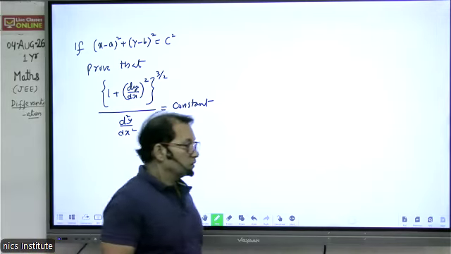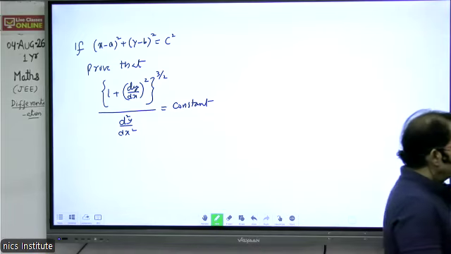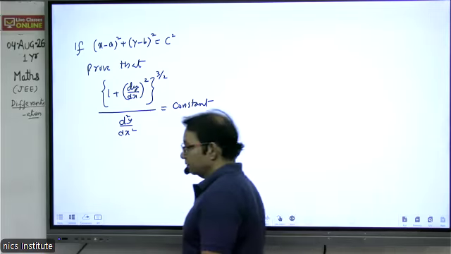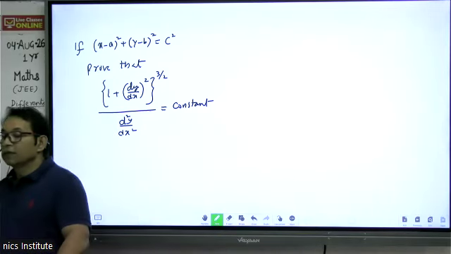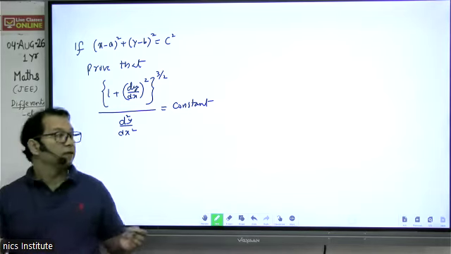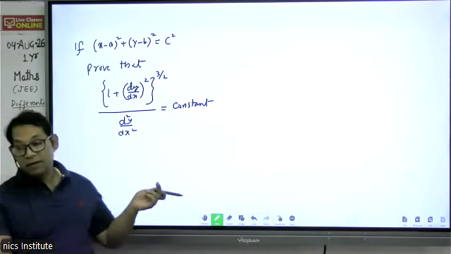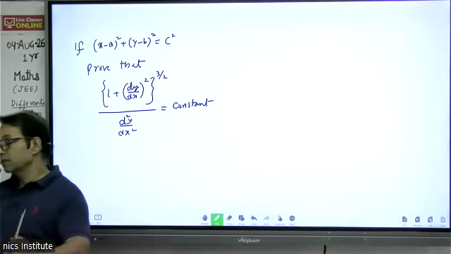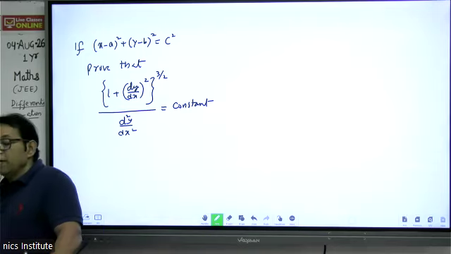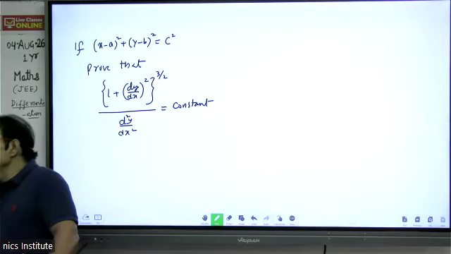A, B, C are constant. Same question you'll find in differential equation also. So one method is that you find dy by dx, square it, substitute over here, and then you find second derivative, substitute over here, and just show it is independent of A, B, independent of x and y. The idea is that we need to show that this entire term is a constant term.